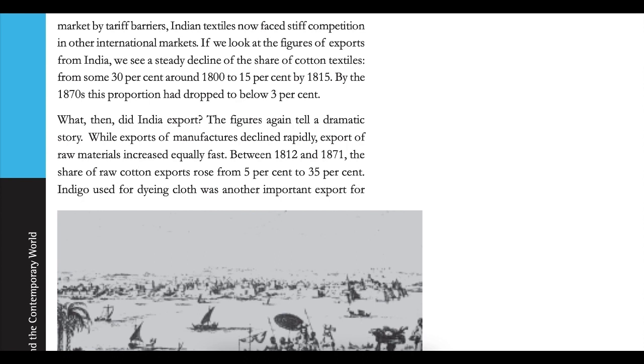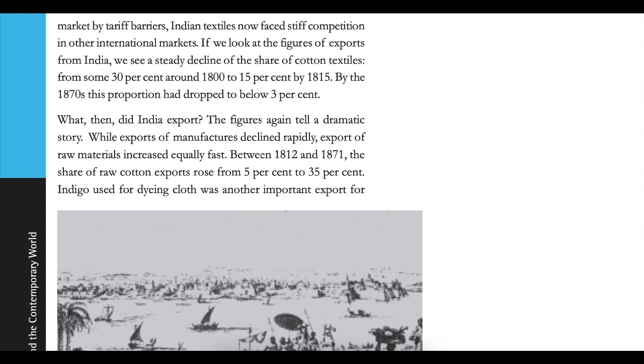If we look at the figures of exports from India, we see a steady decline of the share of cotton textiles from some 30% around 1800 to 15% by 1815. By the 1870s, this proportion had dropped to below 3%. What then did India export? The figures again tell a dramatic story. While exports of manufactures declined rapidly, export of raw material increased equally fast. Between 1812 and 1871, the share of raw cotton exports rose from 5% to 35%.